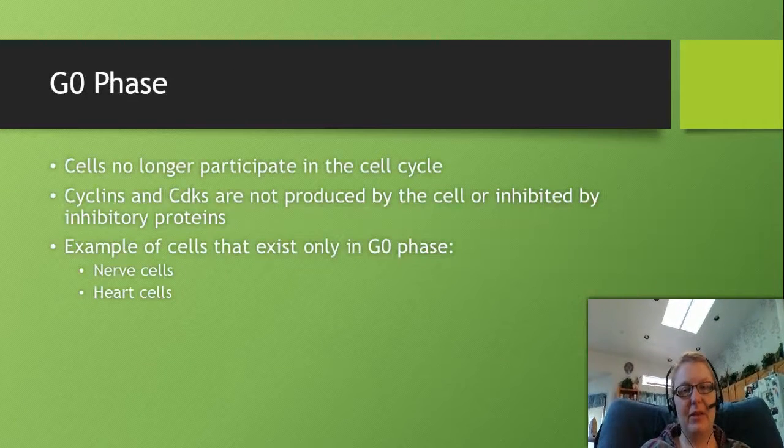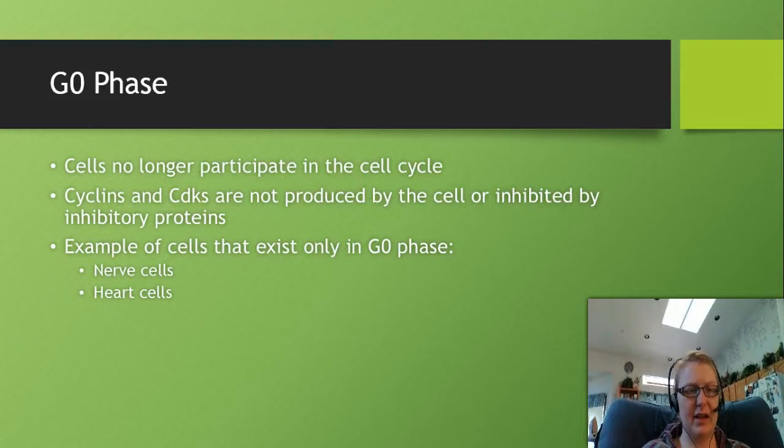Now, one more phase that we need to talk about before we move on to some example slides is the G0 phase. Now, some cells don't go through the cell cycle at all. Once they've differentiated into the nerve cell, the heart cell, whatever they're going to be, they never will go through the cell cycle. In fact, they take apart all the machinery in their cell that would allow for this to happen.